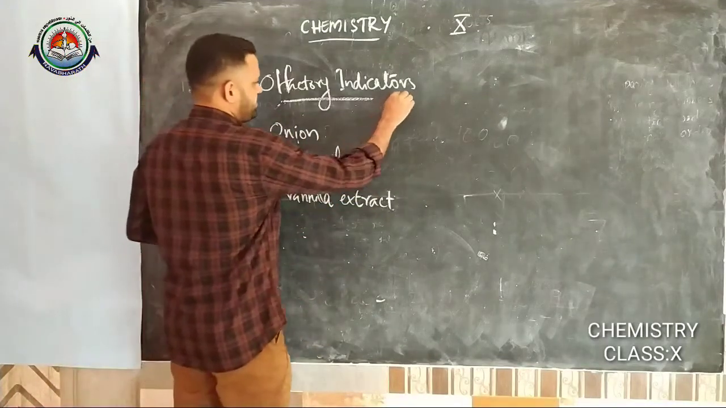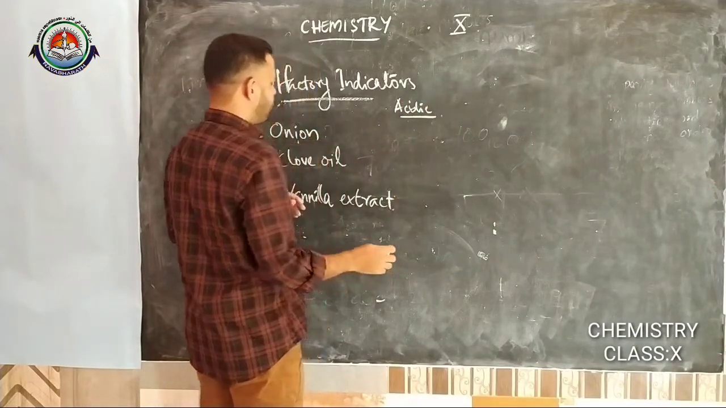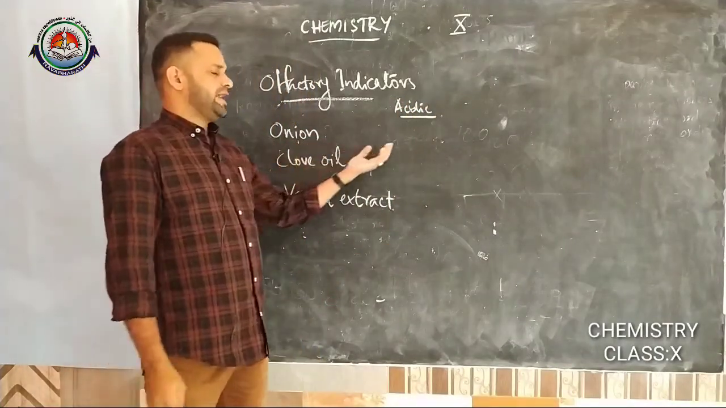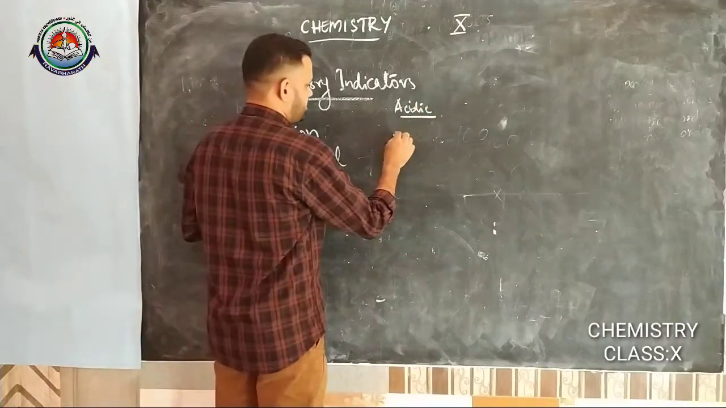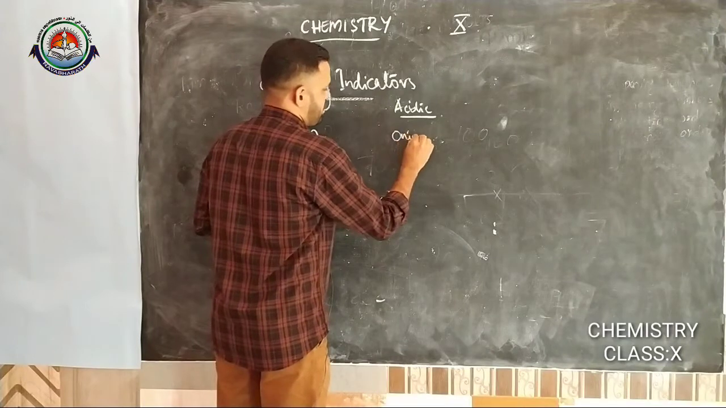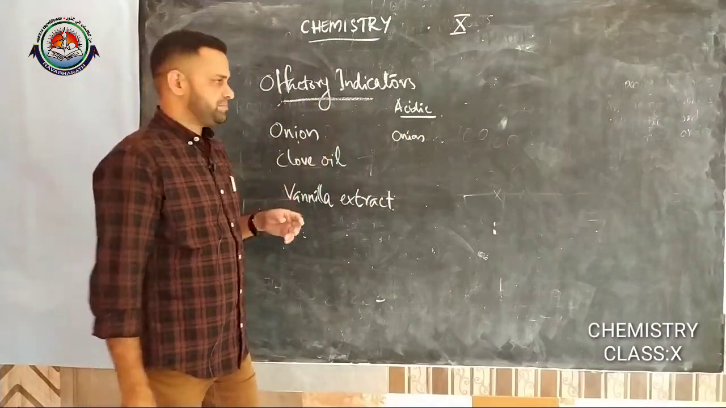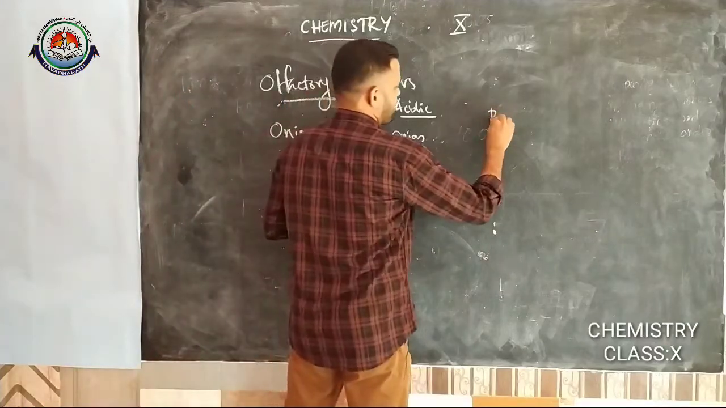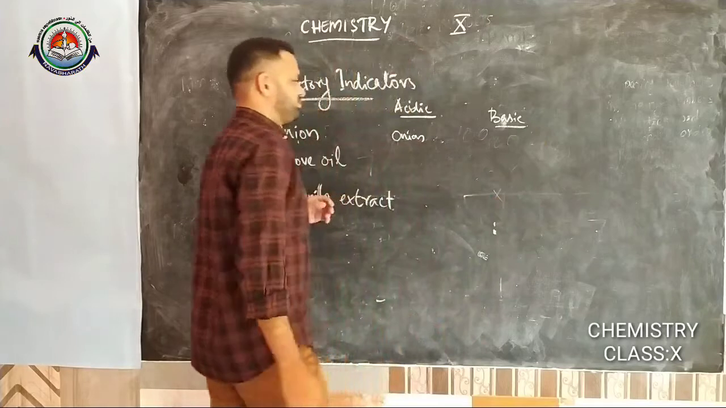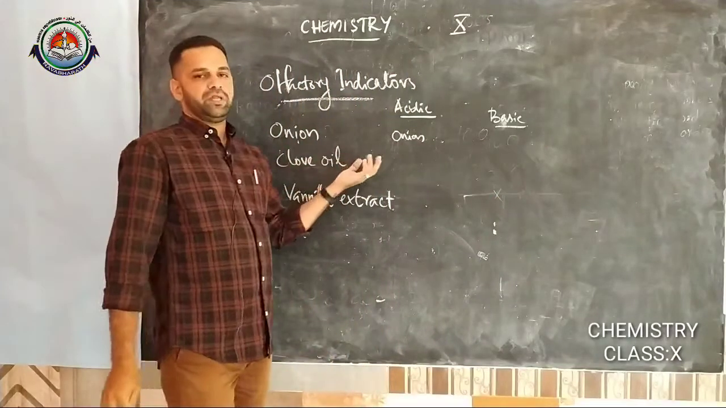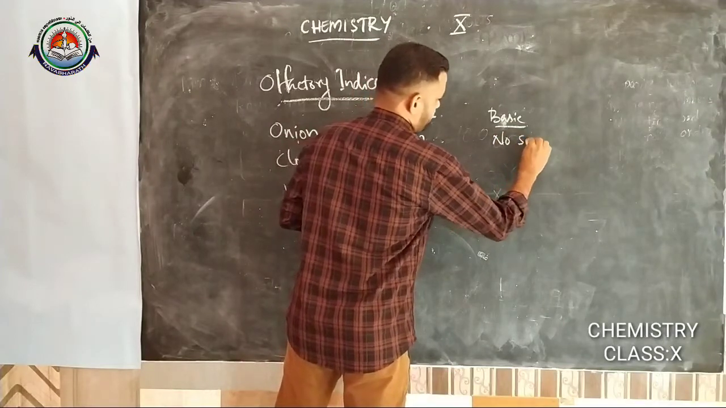So in acidic medium, onion has its characteristic odor. They have the onion smell in acidic medium. And in basic medium, they do not show any characteristic smell.